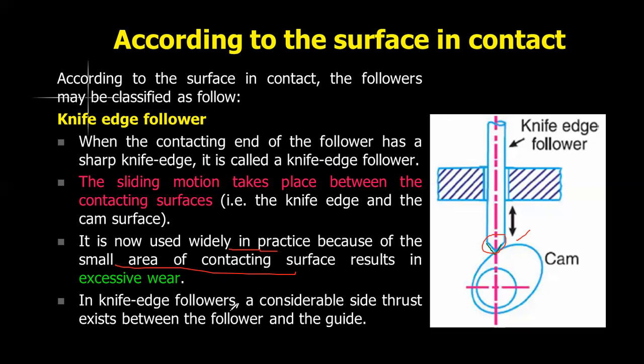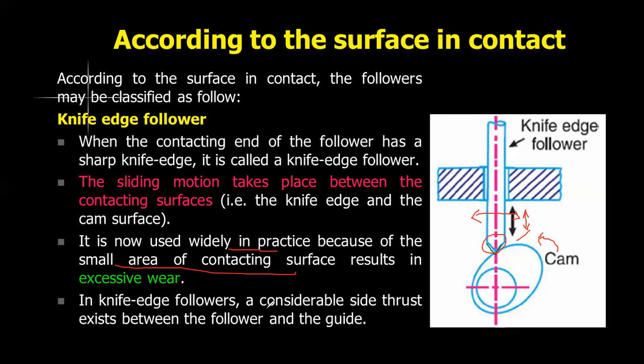In knife edge followers, a considerable side thrust exists between the follower and the guide. So what do you mean by side thrust? Whenever the cam rotates, at any speed of the cam, the follower has to move up and down. It should move in an up and down motion. That is a reciprocating motion. But sometimes there may be a side thrust, which is nothing but the follower moving in the horizontal direction, or in this direction.